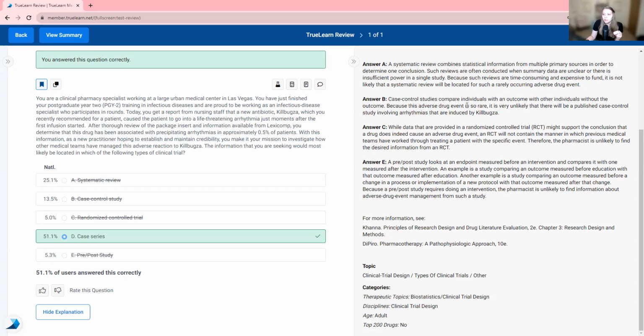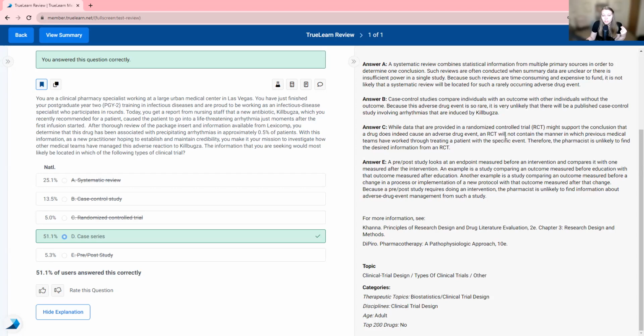Case control studies, and we talked about this as well, compare individuals with an outcome to other individuals without the outcome. Because this is so rare, it's unlikely we're going to have enough patients to do this kind of study. Next is a randomized controlled trial, and it might support the conclusion that there's an adverse reaction. We mentioned that, but it's not going to talk about what to do if that happens. The reason E is not correct is that the pre and post study looks at endpoint measures before an intervention and compares them to measures after the intervention. So we're not going to find information about adverse drug events in this type of study.